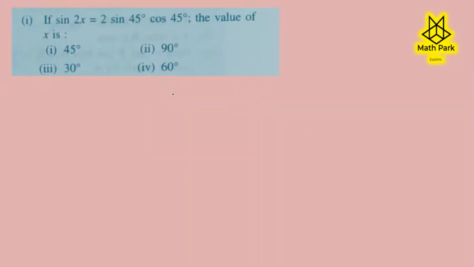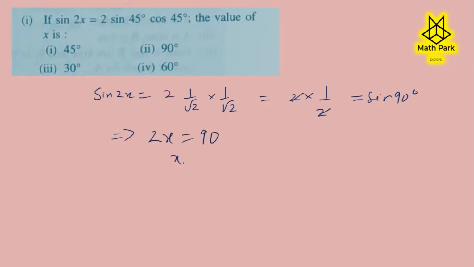The next, if sine 2x is equal to 2 sine 45 cos 45, the value of x is. Now sine 2x is equal to 2 times sine 45, which is 1 upon root 2, and cos 45 is also 1 upon root 2. So this is equal to 2 times 1 by 2, which is 1. And sine 90 is equal to 1. So in place of 1 we can write sine 90. So this implies 2x is equal to 90. So x is equal to 45 degrees. So the first option is the correct option.